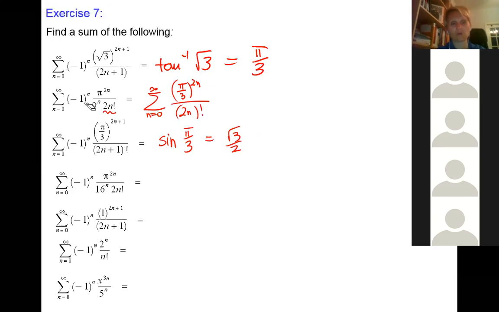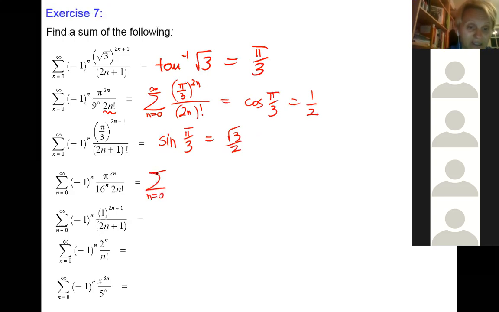Okay, because we can see we do have 9, but 9 is 3 to the power of 2, and n is there. That means this is cosine of pi over 3, it's 1/2. Okay, I'm not gonna give you a hard time. This one, it's like pi to the power of 2n and 4 to the power of 2n.